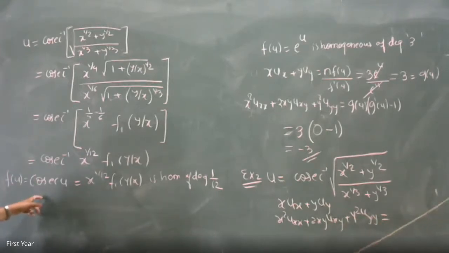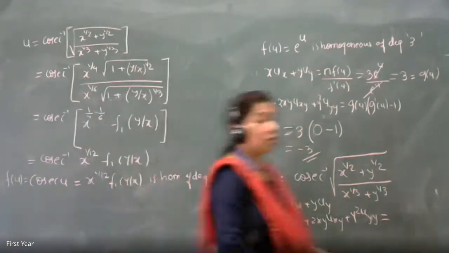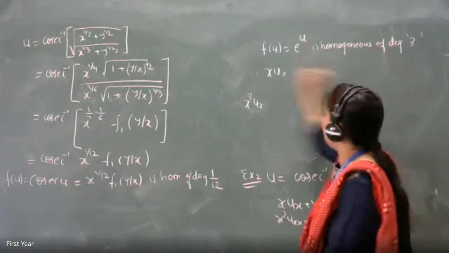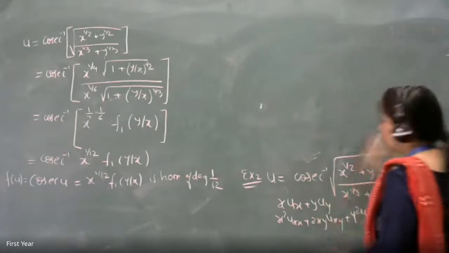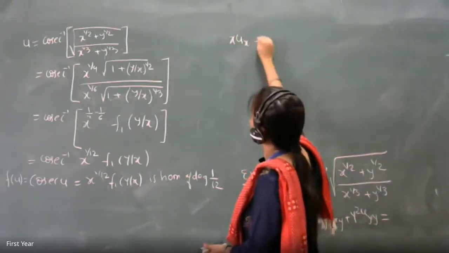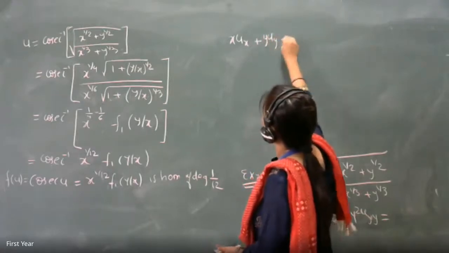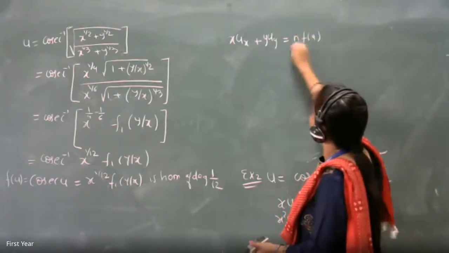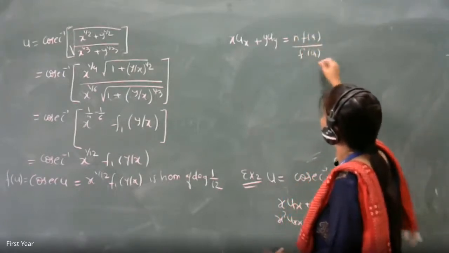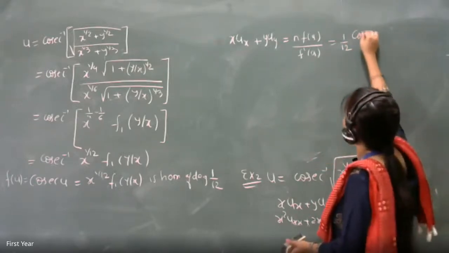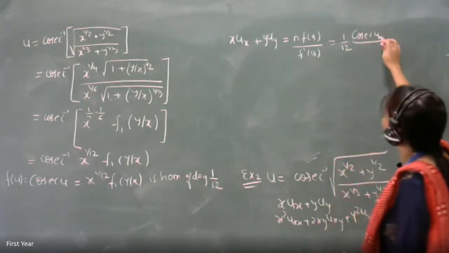Therefore, you are going to make use of the second Euler theorem for a function of a homogeneous expression. So what will be your answer then? First order is n into f of u by f dash of u, so x into ux plus y into uy is equal to n into f of u divided by f dash of u. What is n? N is 1 by 12. What is f of u? Cosec of u.